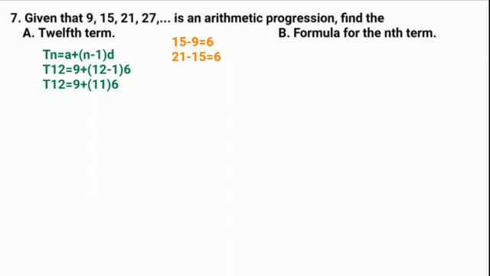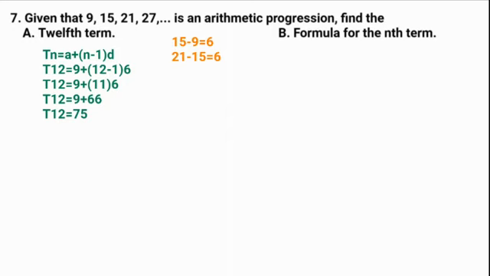You can also apply BODMAS. When you see a certain number inside the brackets and the other one outside, what we are being told is to multiply those numbers. So we need to multiply 11 by 6 first. 11 multiplied by 6 will give us 66. Then we say 9 plus 66 will give us 72, sorry, 75. So the 12th term in that arithmetic progression is 75.